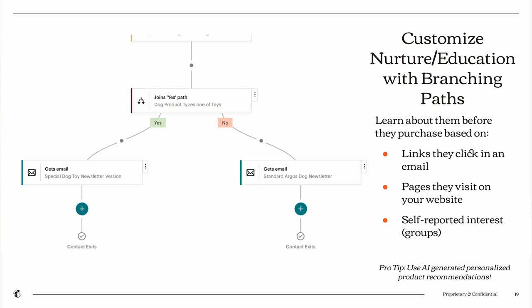There are other ways you can capture information about people before they've even made a purchase. You can generate tags and data that you store around the links that they've clicked in the emails you've sent them. You can pay attention to which pages they've visited on your website, and then do what Argos did and use that self-report data too.